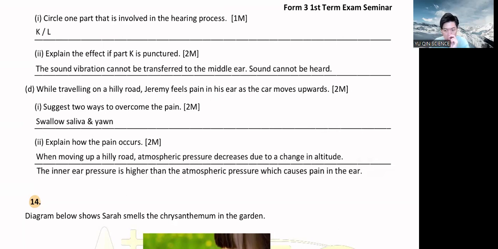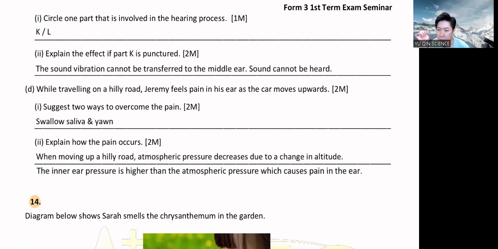Teacher can write: change in altitude causes the air pressure in the ear to become higher, therefore causes pain. Jian, you got only 1 mark from here by saying air pressure in the ear become higher. The altitude, you must mention decrease. The pressure outside decreases. You must compare. If you just say altitude causes air pressure in the ear to become higher, you didn't explain. You have to explain outside decrease, inside increase. That's the main point.